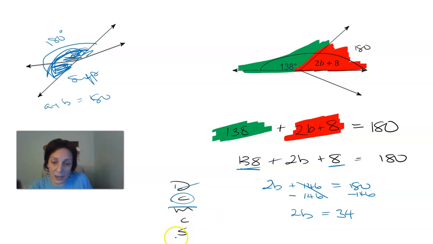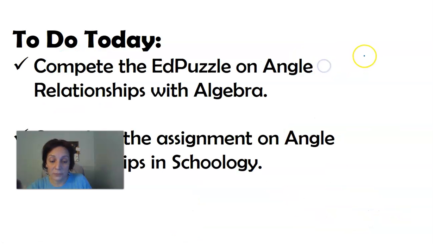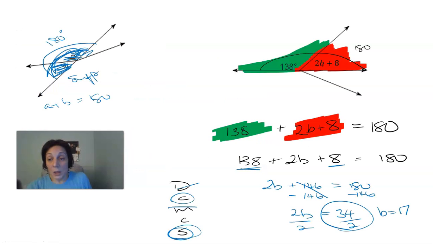Finish it off is my solve step. I just have to divide by 2. Okay, so b is 17 because 34 divided by 2 is 17. All right, and again, if we go up here to the top, 2 times 17 is 34, plus 8 is... See? I had to say something about being on a roll. 2 times 17 is 34, plus 8 more is 42. If you add 42 to 138, you get 180. So we know we're right.